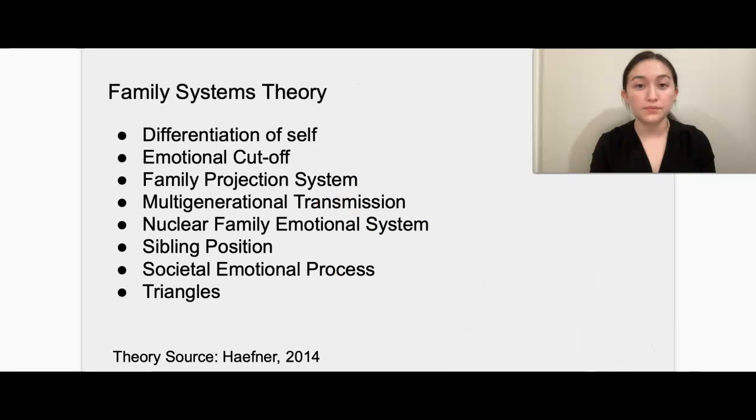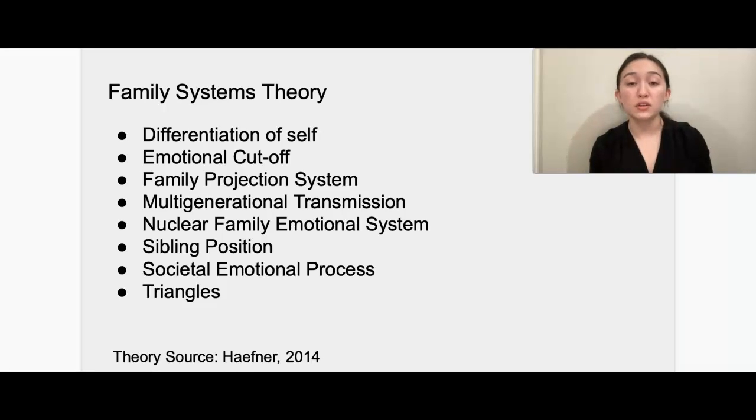The main two relationship theories that I will be talking about today are the family systems theory and the relationship dialectics theory. Now, to start off, we have the family systems theory, and Judy Hafner states in her article, An Application of Bowen Family Systems, that there are 8 different factors within this theory that explain the nature of some family relationships. And they include the differentiation of self, emotional cutoff, family projection system, multi-generational transmission, nuclear family emotional system, sibling position, societal emotional process, and triangles.